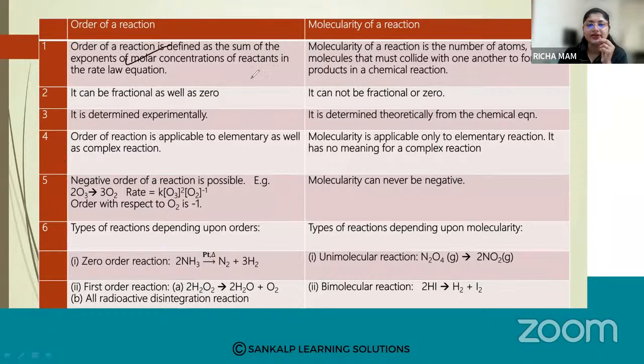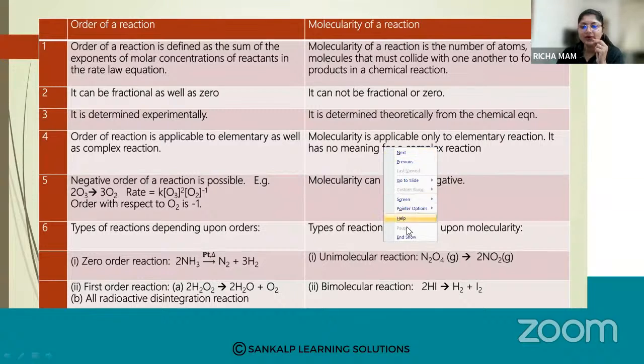On both sides, when you write the definition here, here also you have to write the definition. When you talk about fraction as well as zero, you give the same difference, meaning what is the difference of molecularity with respect to fractional and zero. Then how it is determined: one is determined experimentally, the other theoretically. This is applicable for both elementary as well as complex reactions. This is applicable only for elementary reactions. Like this, you have to give the differences. Very important question. They will ask you to give the differences between order of reaction and molecularity of reaction.